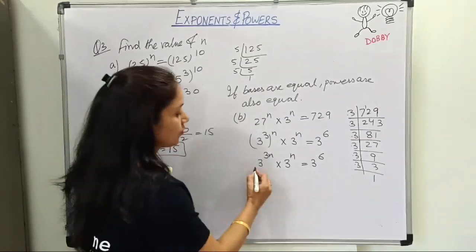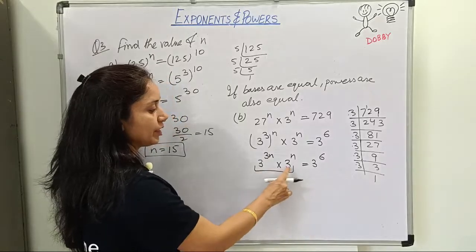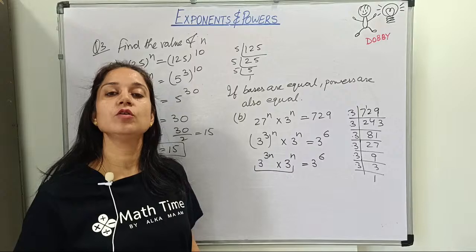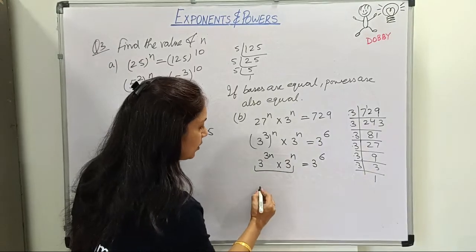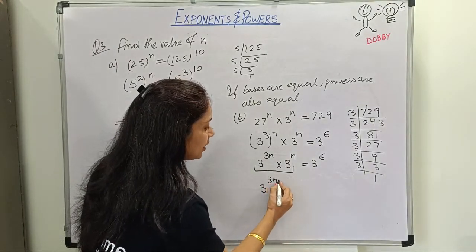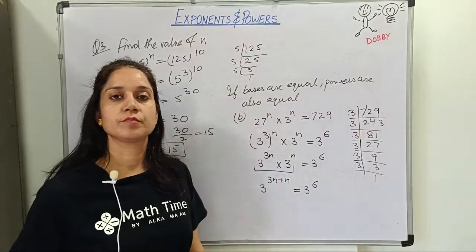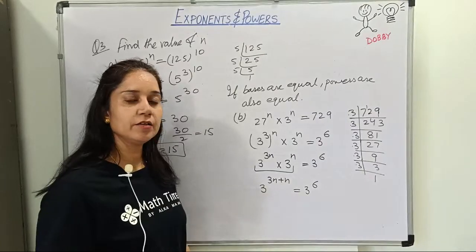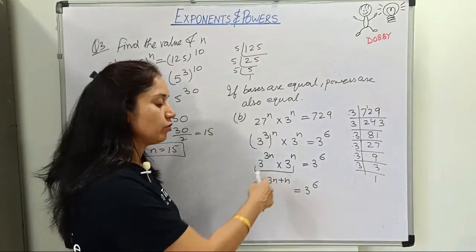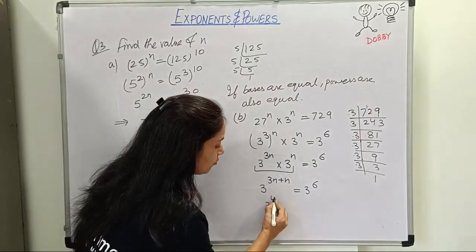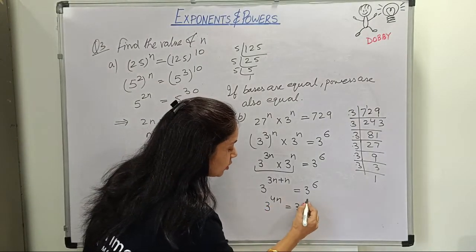Now observe, the first law will be applicable here. In multiplication, same base, different power. In multiplication, what do we do? We add the powers. So it becomes 3 raised to the power 3n plus n equals 3 raised to the power 6. 3 times n and 1 more n. So total how many n? 4n. So 3 raised to the power 4n equals 3 raised to the power 6.